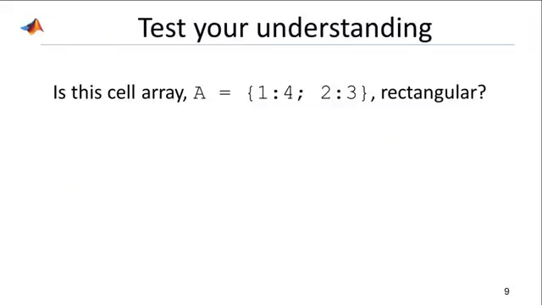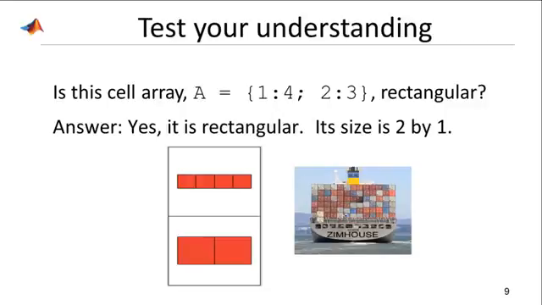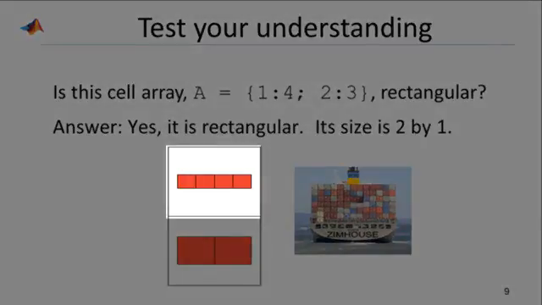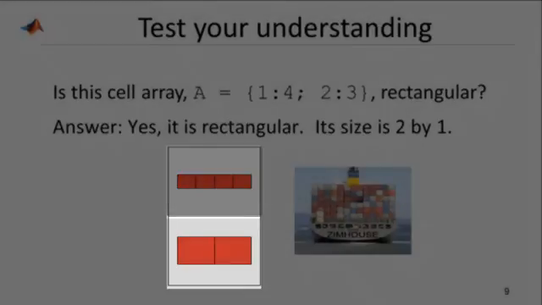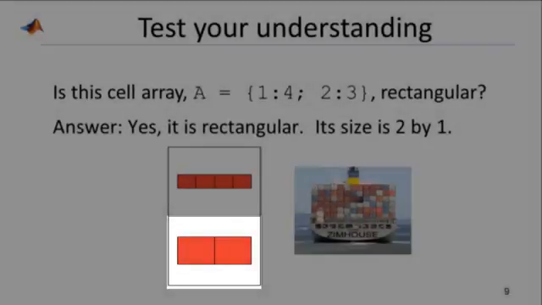Test your understanding. Can you tell if this cell array, you notice we have curly braces, is rectangular or not? It is. While individually the number of elements in each container is different, the overall containers are stacked on top of each other. The size is 2 rows by 1 column. So 1:4 is the top, 1, 2, 3, 4, and 2:3 is the bottom.